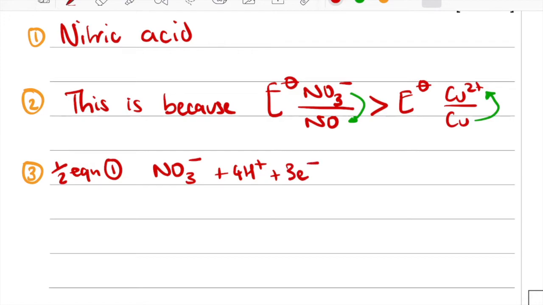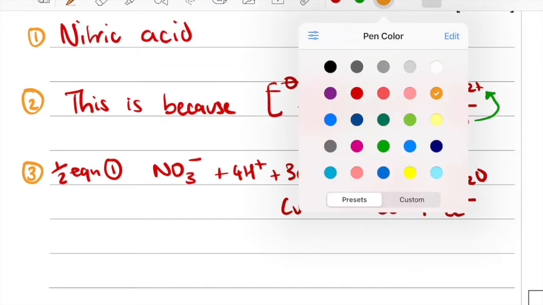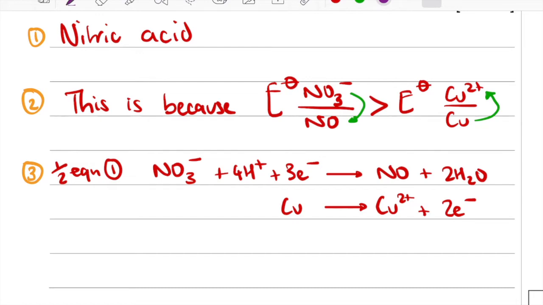So don't forget, in the exam you would have the table of data on the left-hand side of the page. You would be able to read this very easily. So you have to just trust me for the moment that I'm copying this out correctly, especially as I made a mistake there. And the other half equation is copper goes to Cu2+ plus 2e-. And when we add half equations together, we have to make sure that the electrons cancel out. So we've currently got 3 on the left and 2 on the right. So we're going to multiply the top one by 2 and the bottom one by 3.